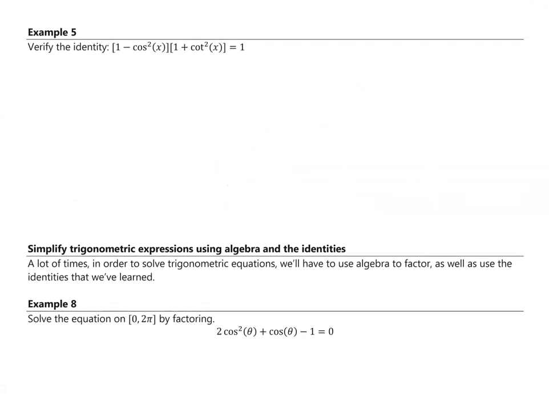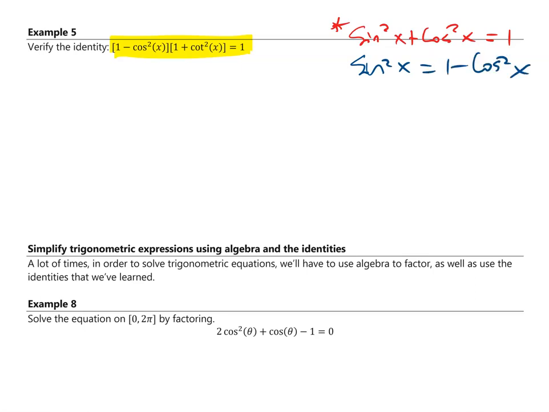Alright. Example number 5. Verify this identity: 1 minus cosine squared x times 1 plus cotangent squared x is equal to 1. So just to recall the Pythagorean identities, sine squared x plus cosine squared x is equal to 1. So if we subtract cosine squared x, sine squared x is equal to 1 minus cosine squared x. That's why we have here 1 minus cosine squared x is equal to sine squared x.